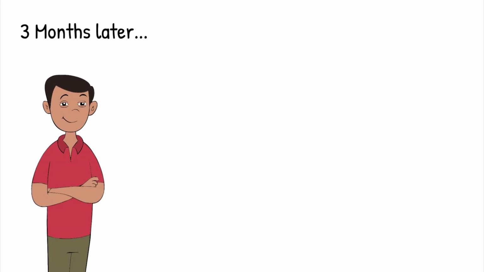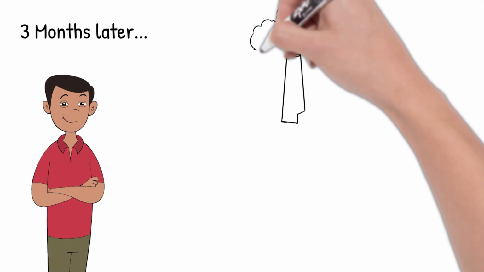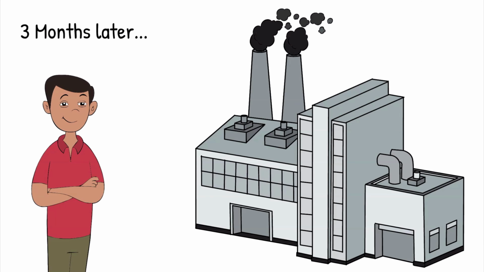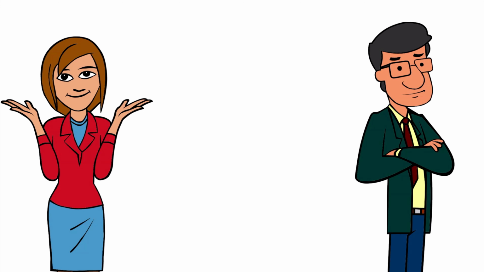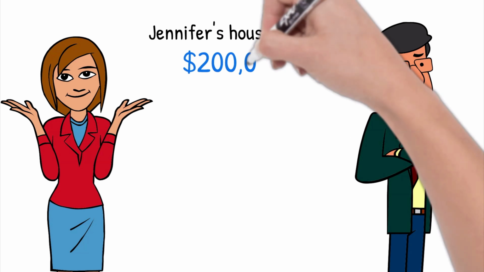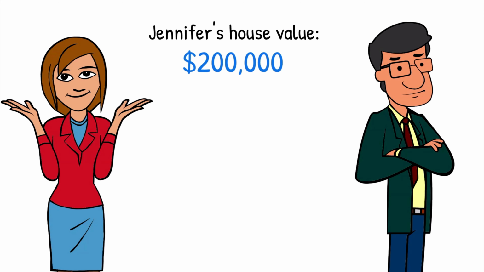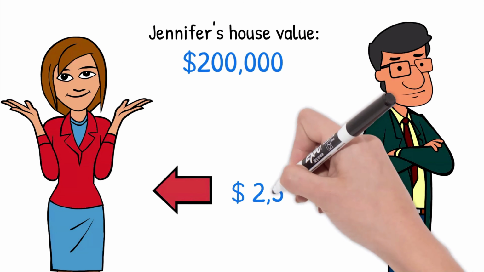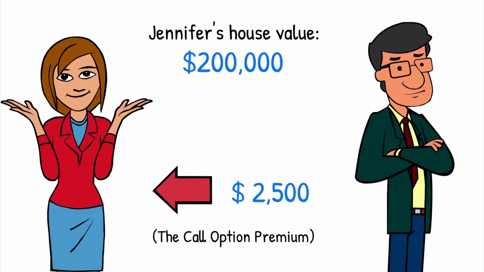In scenario 2, Charlie buys the land and builds his manufacturing plant. Residents become concerned as pollution from the factory causes air quality to deteriorate, and this results in a fall in real estate prices in the area. Jennifer's home is now only valued at $200,000. In this case, Kevin will not exercise the option to buy Jennifer's home. He will just walk away from the deal, having lost the option premium of $2,500.